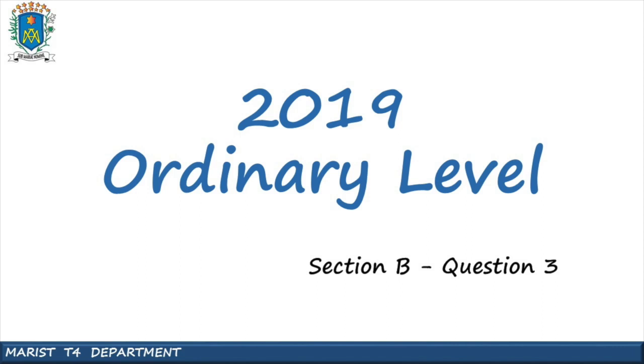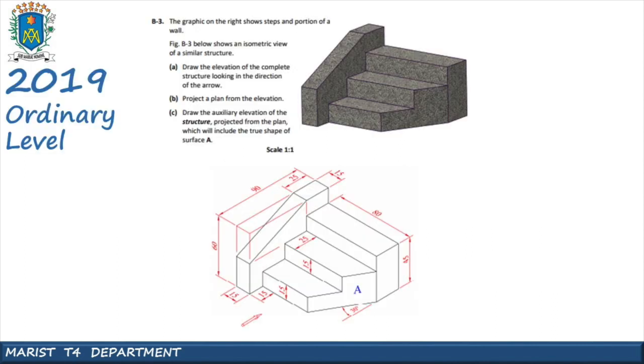Hi all, in this video we're going to look at the Ordinary Level 2019 Section B Question 3. This is an orthographic and auxiliary elevation question. So let's get started. The first thing we're going to have a look at is positioning the elevation and the plan of this question.